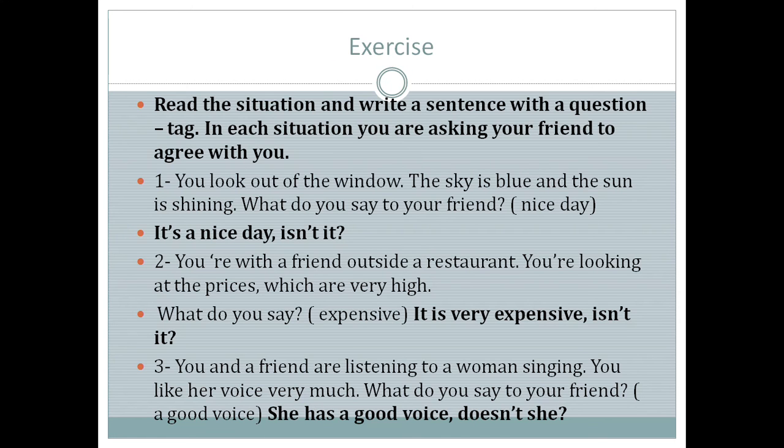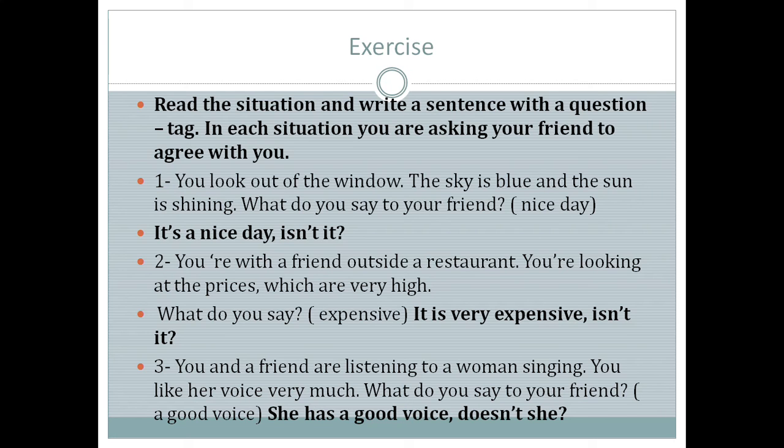Read the situation and write a sentence with a question tag. In each situation you are asking your friend to agree with you. Number 1. You look out of the window. The sky is blue and the sun is shining. What do you say to your friend? Nice day. It's a nice day, isn't it? That's the answer, written in bold. All the exercises were answered, and I have answered them for you to make them easier and clearer.